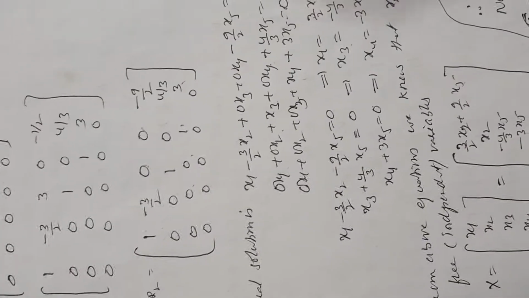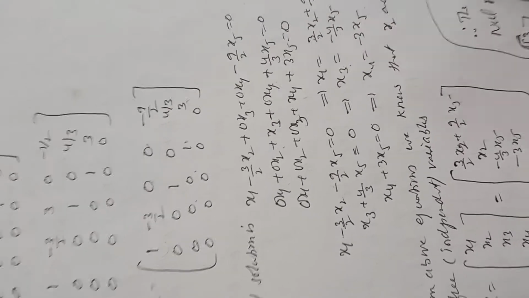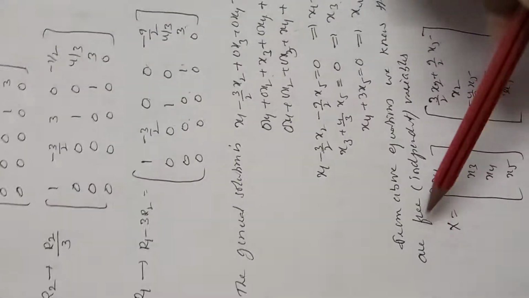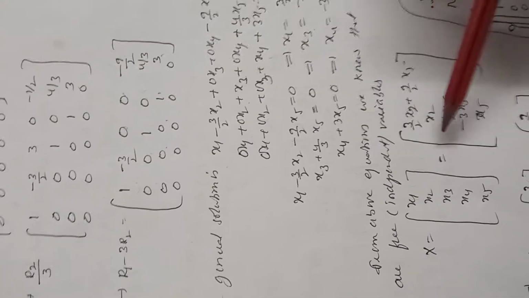Sorry, continuation. Now here x1 is dependent on x2 and x5, x3 is dependent on x5, x4 is dependent on x5. That means there are two free variables, those are x2 and x5. Therefore x is equal to x1, x2, x3, x4, x5. We are substituting values here.